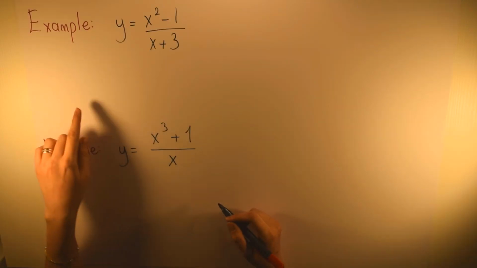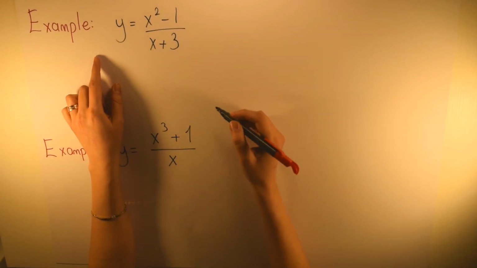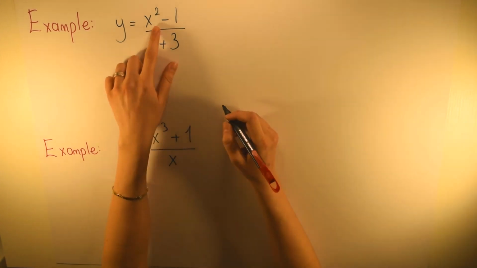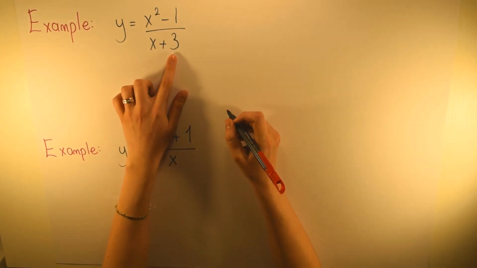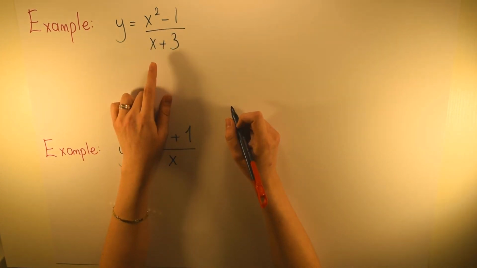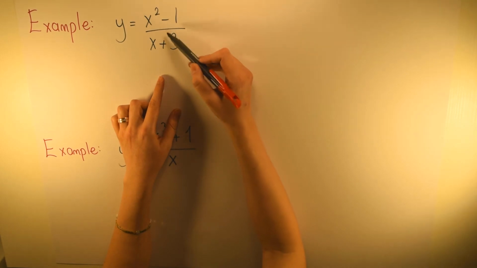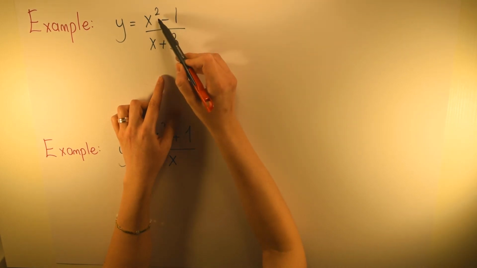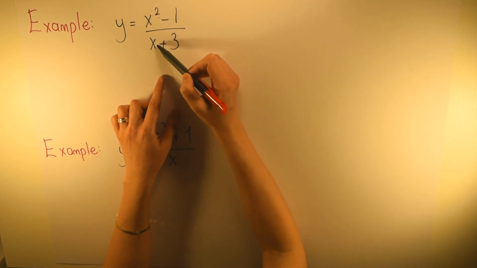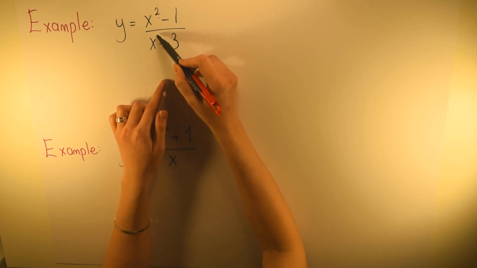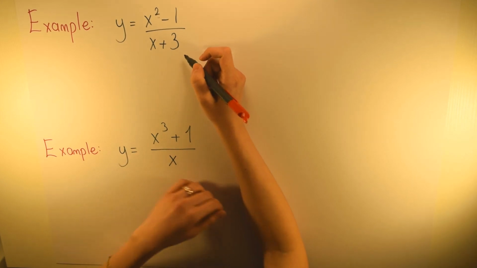Let's continue with these examples. In the first example, we have y is equal to x squared minus 1 over x plus 3. As you can see, this function has a slant asymptote. Why? Because the numerator has 1 more degree than the denominator. Its degree is 2 and the degree of the denominator is equal to 1. So this function has a slant asymptote.